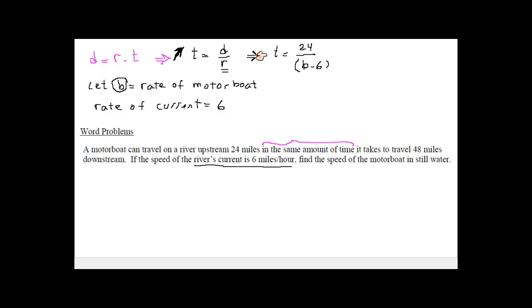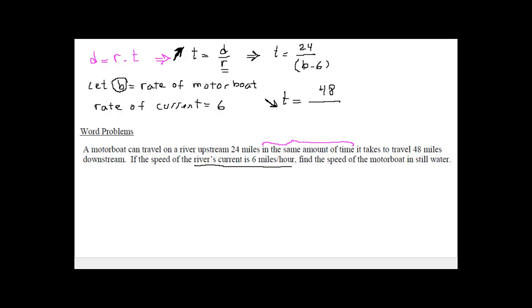So that's the time it takes to go upstream. Okay, now what would be the same time going downstream? Going downstream, what would be the distance here, first of all? Somebody tell me what's the distance going downstream. That's given to us. What is it? 48. Right, it's 48.